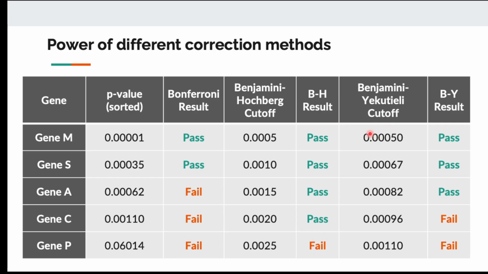For the Yekutieli variant, because the cutoff is smaller than the Hochberg variant, you have fewer genes passing the cutoff threshold. So my recommendation, if you want to be a good statistician, you will use the Yekutieli version. But if you want to close one of your eyes, you can use Benjamini-Hochberg. And if you are too lazy, you can use Bonferroni. But usually that comes with a lot of lost genes because the cutoff is very low. So the trade-off usually is to do the Benjamini-Hochberg procedure.